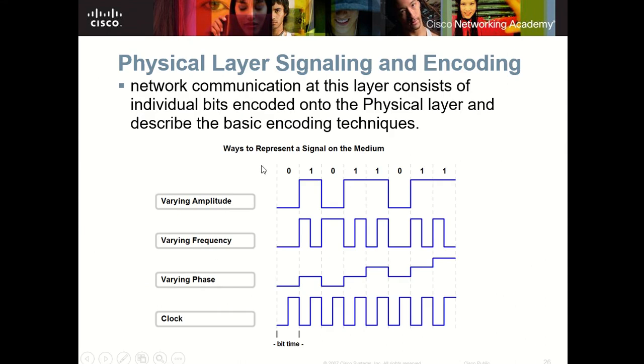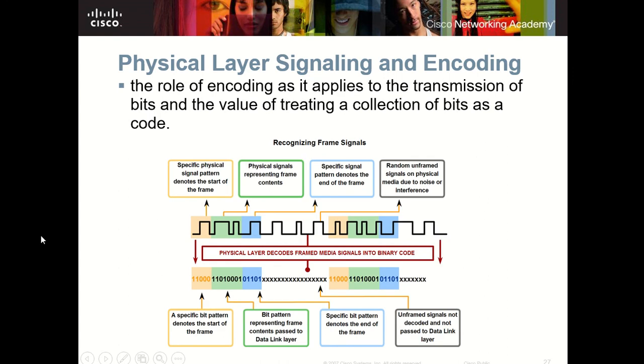Okay. So, these are the ways to represent signals in the medium. It can be varying amplitude, it can be frequency, it can be phase, and clock. Alright. So, this is an example of what we call signaling and encoding. So, this is what can happen. Right? These are the signals, and these are the encodings that happen.